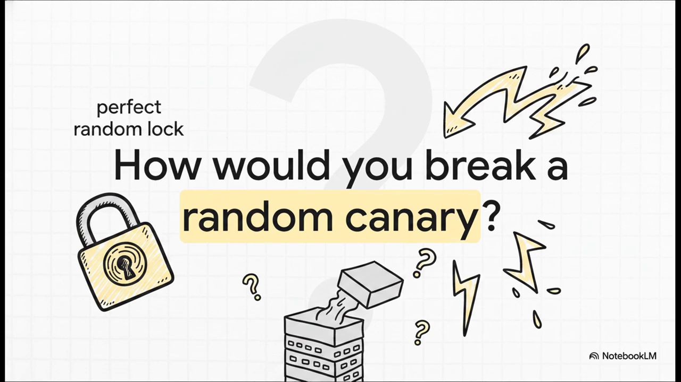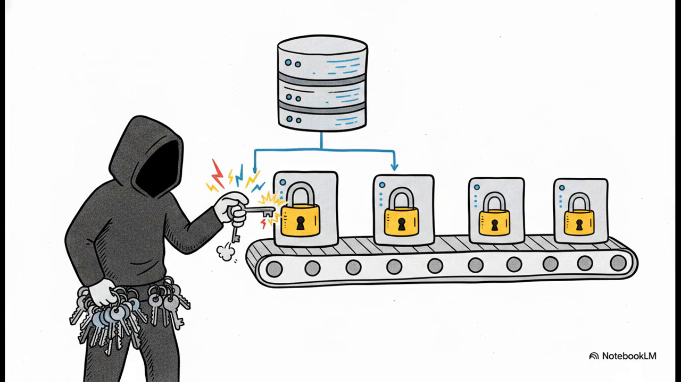Yes, this seems like a totally airtight defense. But as always in this arms race, we have to ask the attacker's favorite question. How do you defeat a seemingly perfect random lock? Well, the answer lies in how some servers fundamentally operate.